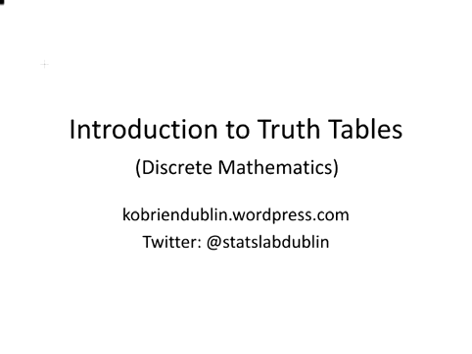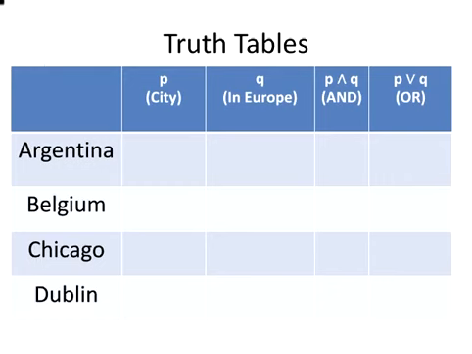In this presentation, we're going to look at an introduction to truth tables as part of the Discrete Mathematics series. So what I have here is a truth table. I have two propositions, P and Q. So let's look at these first. P is that the place in question is a city. Q is the proposition that the place is in Europe.